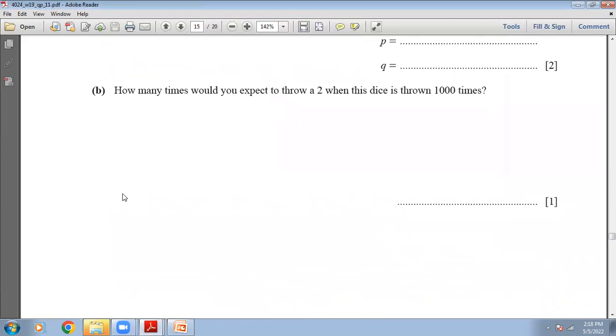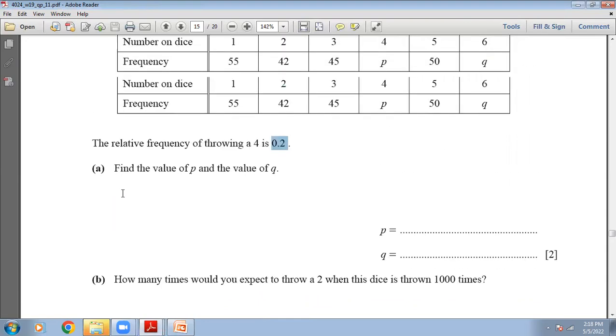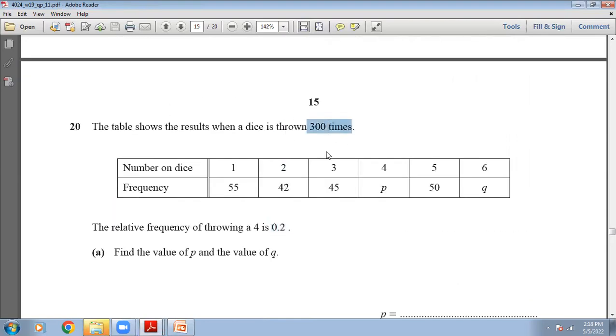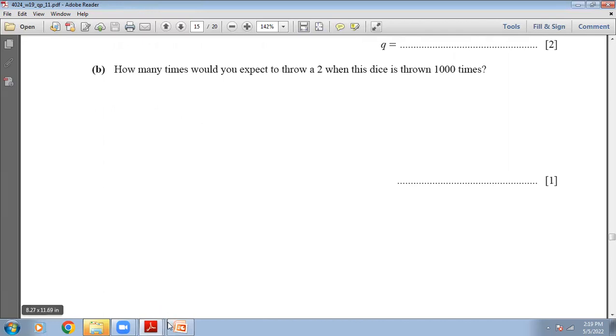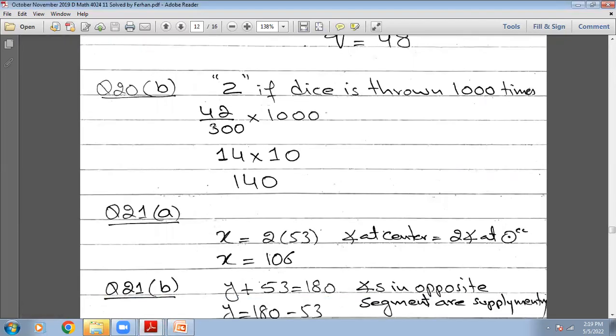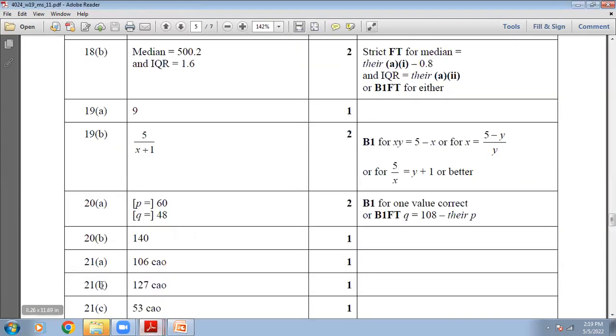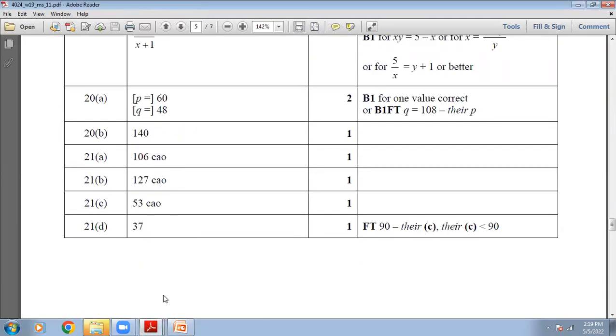He says, how many times would you expect to throw a 2 when this dice is thrown 1,000 times? You see, when you throw the dice 300 times, the 2 will come out 42 times. So how many times will it come out if you throw the dice 1,000 times? Very simple. Out of 300, 42 times comes 2. And out of 1,000, how many times will it come? You will write 42 by 300 into 1,000. It will be 14 into 10, and that will be 140. So 140 times. Let's check the marking scheme. 140. Yeah, our answer is right, sir.